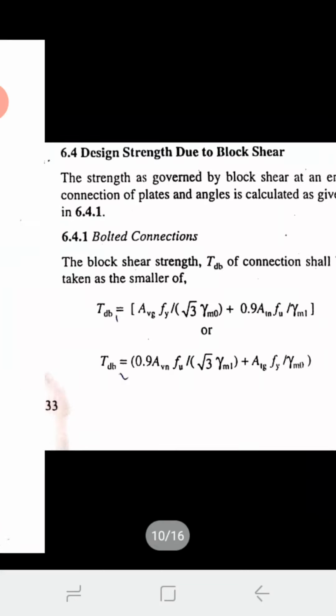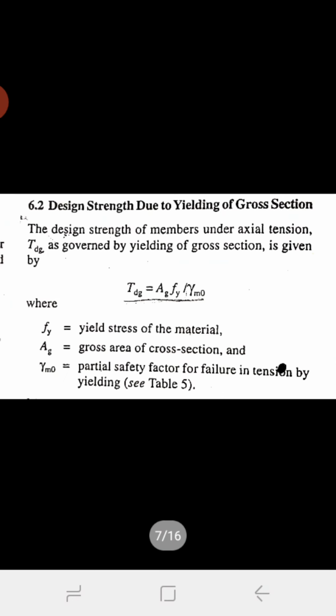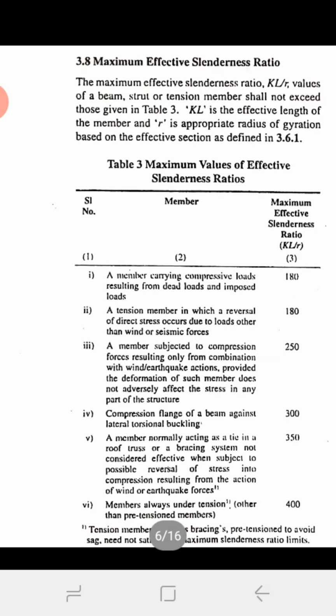in IS 800 2007 it is given. So that is shown here. Here it is given the maximum effective slenderness ratio, on page number 20. The maximum effective slenderness ratio KL by r minimum values of a beam, strut or a tension member shall not exceed those given in Table number 3. KL is the effective length of the member and r is the appropriate radius of gyration based on the effective section as defined in 3.6.1.